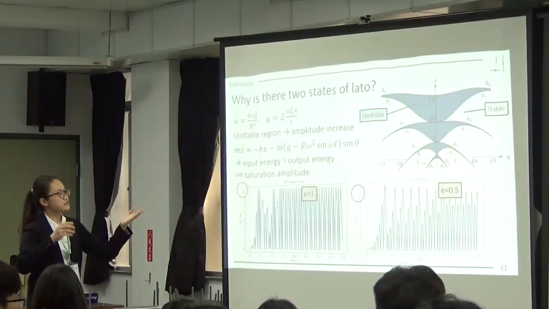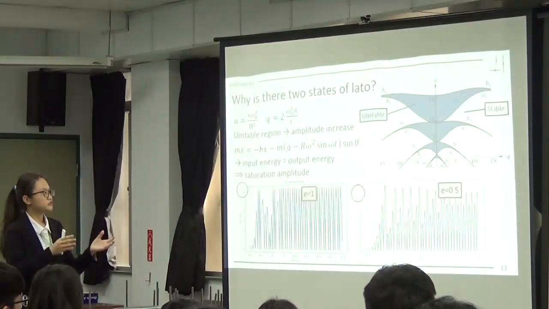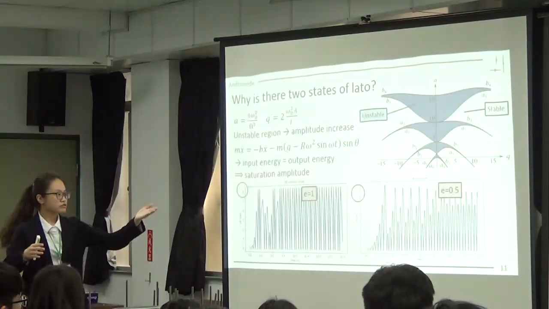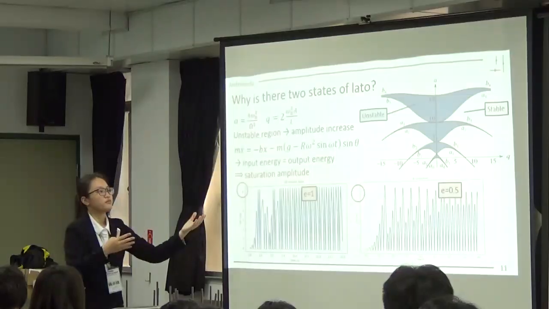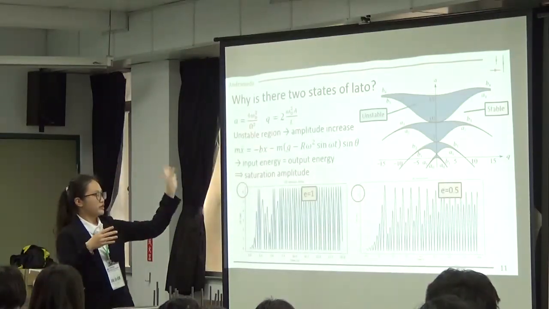And then, why are there two states of the Lato? Now we have to use the unstable concurrent. In this graph, we just talk about the A and Q in the formula. So the A and Q in this formula can be used in this graph.